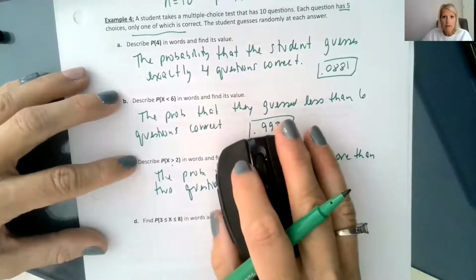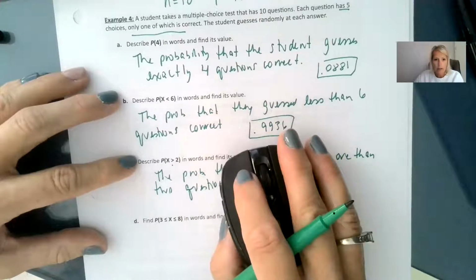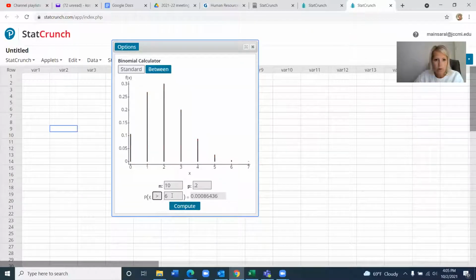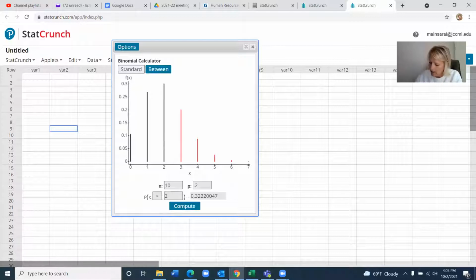So let's go ahead and check that out here in StatCrunch. So that is a more than, so we're going to go to more than 2. And that is 0.3222.